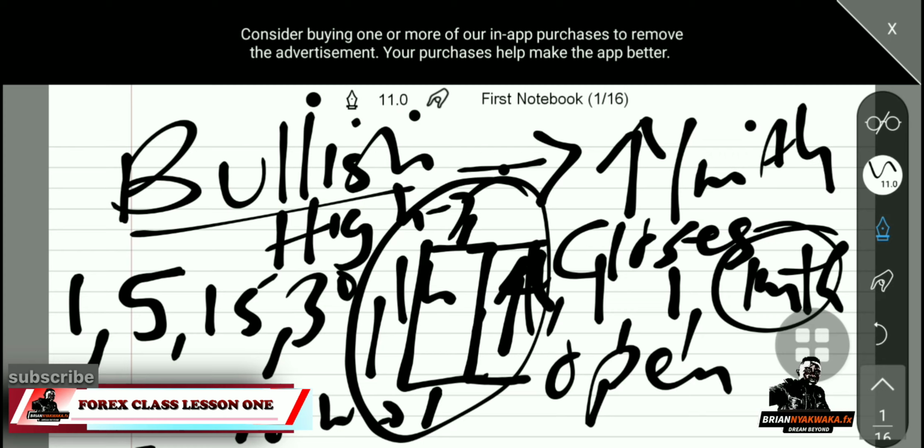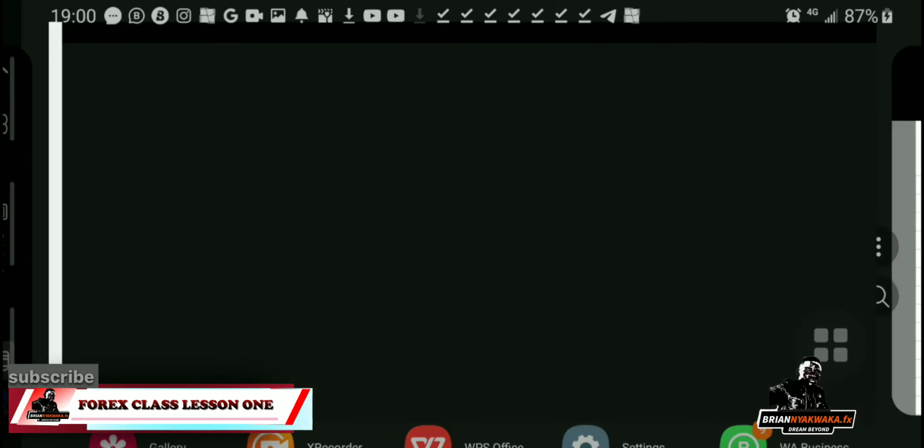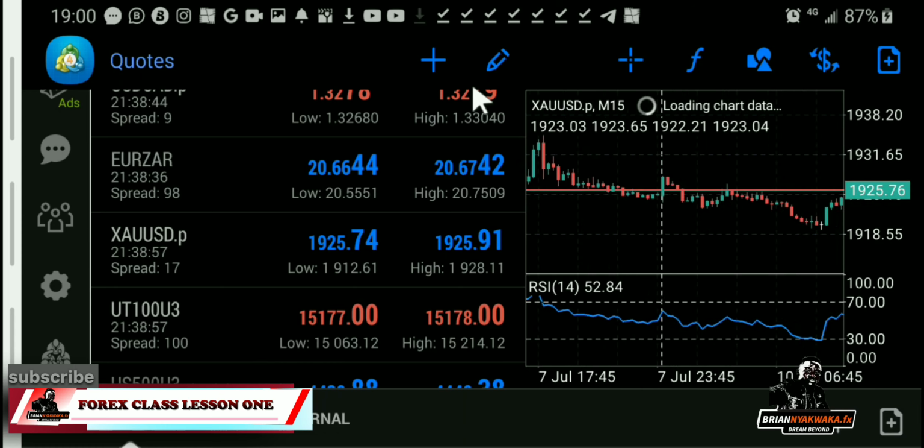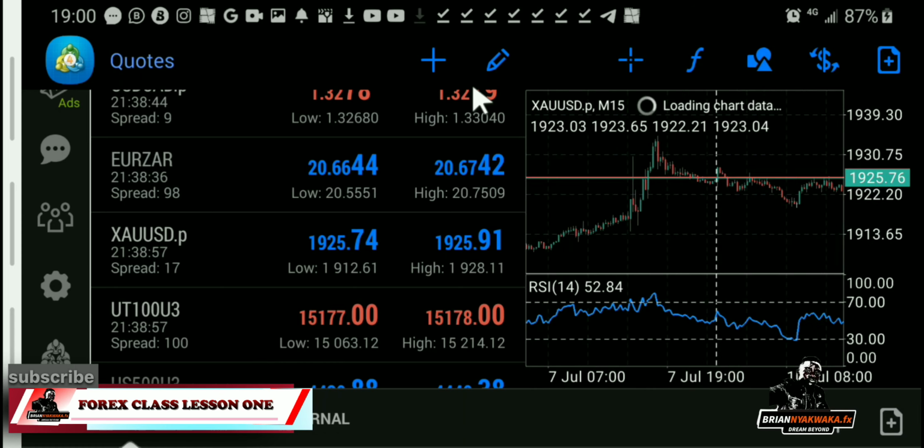So I'm going to show you how it looks like on the real chart. So here we have the candlestick chart.